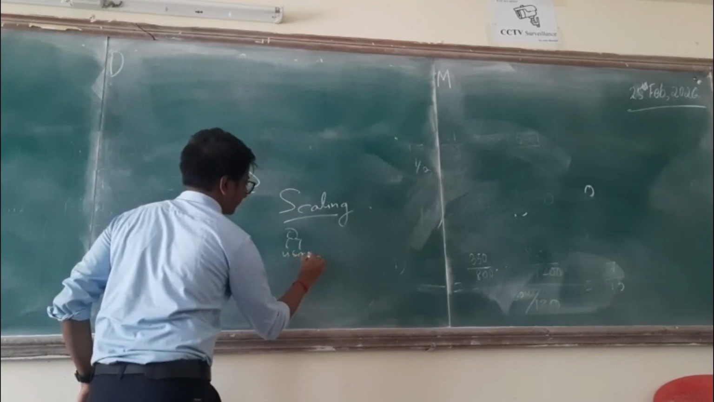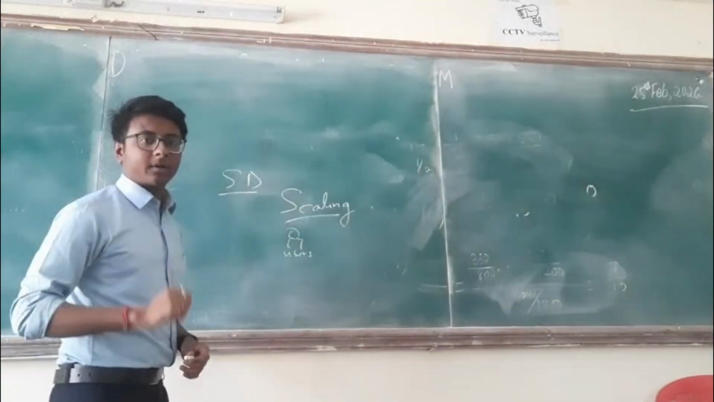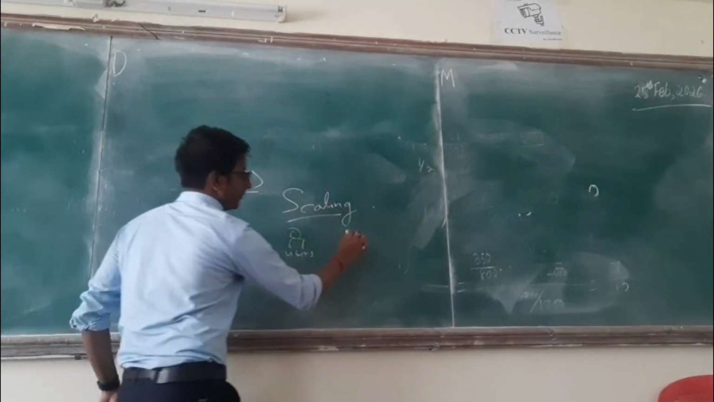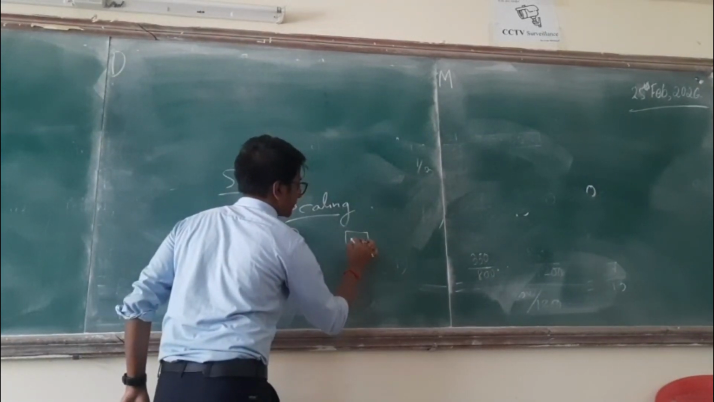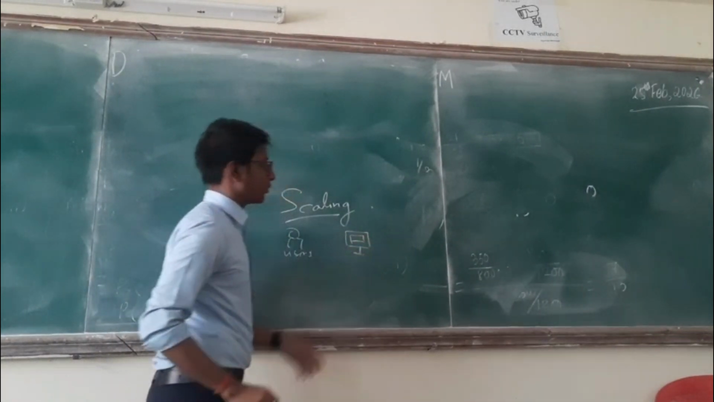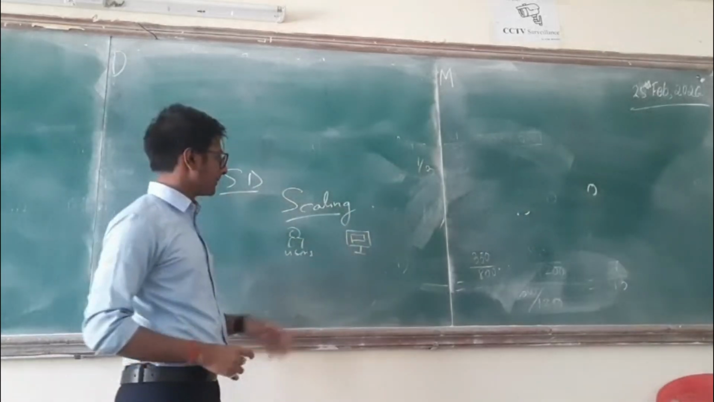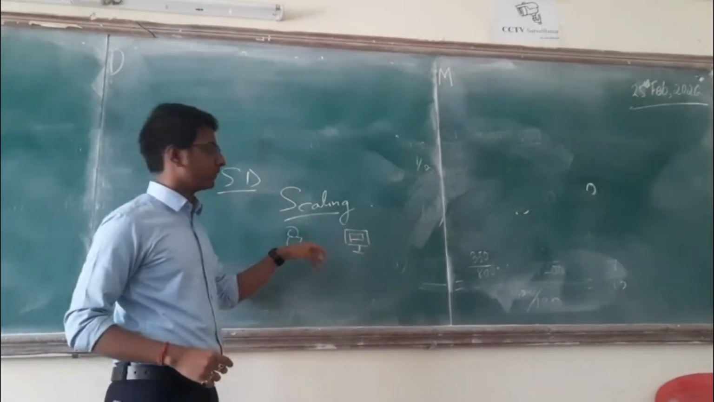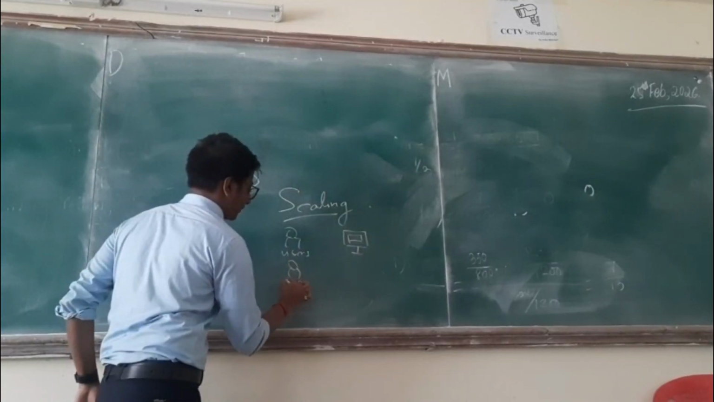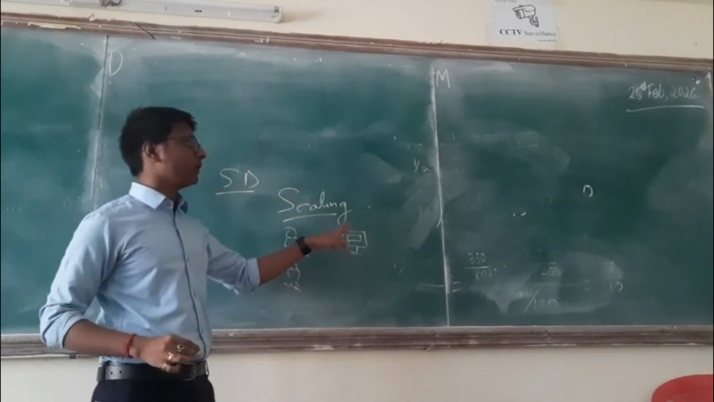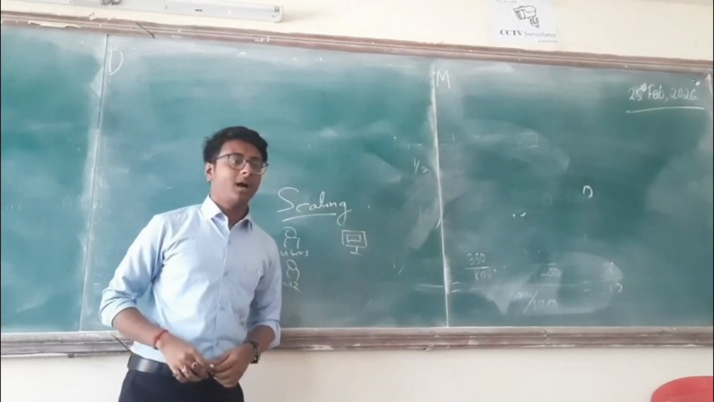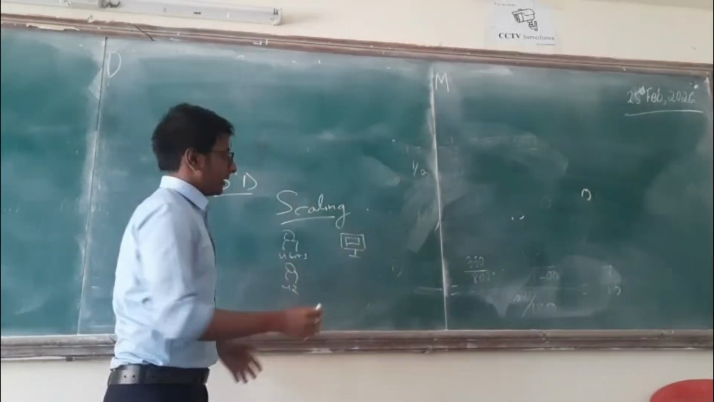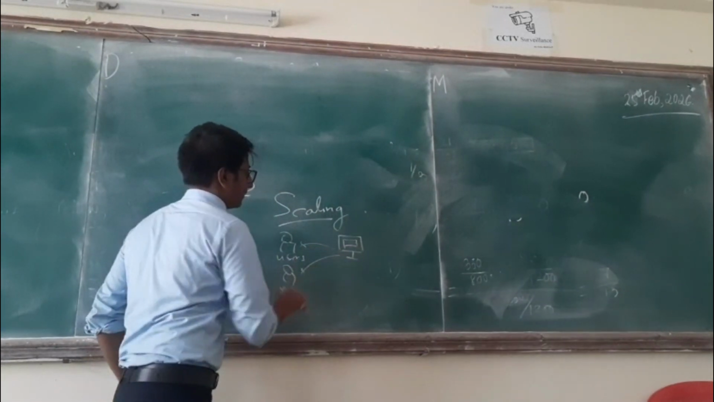This is some user. This is user 1. And you are a developer of a company and developed a website on your local system. You have written some code and developed your website. Now some users, user 1, user 2, user 3, and many users want to access your website.